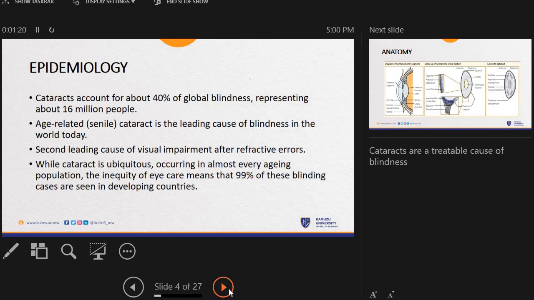So cataracts occur everywhere, but in all the aging population. But the inequity in eye care means that 99% of these blinding cases are seen in developing countries, and it is a very treatable condition, a very treatable cause of blindness.